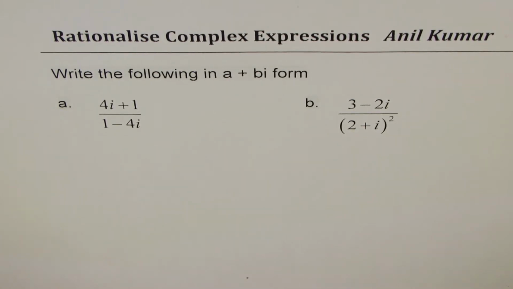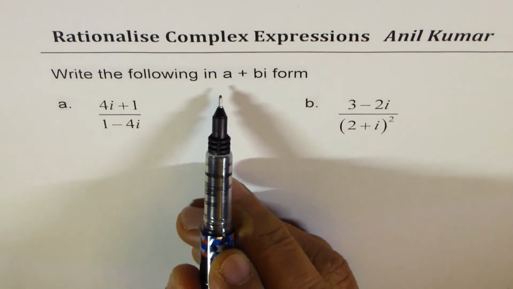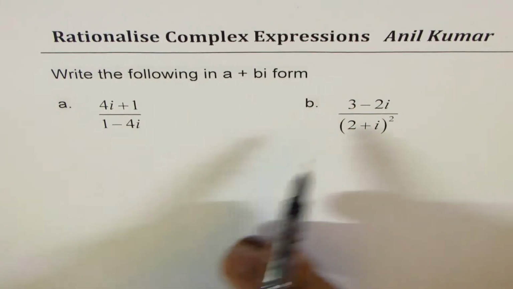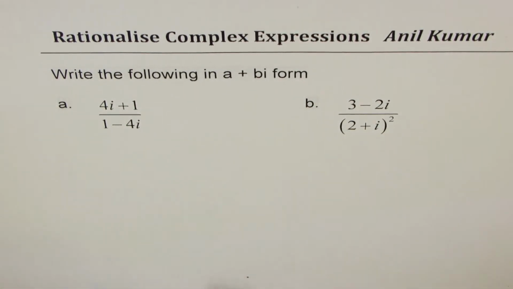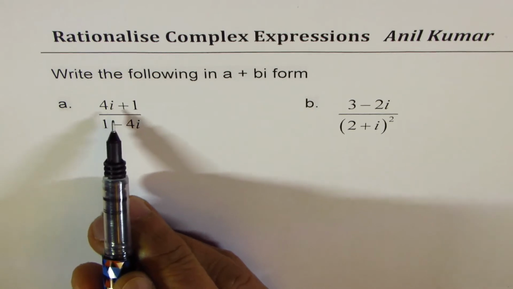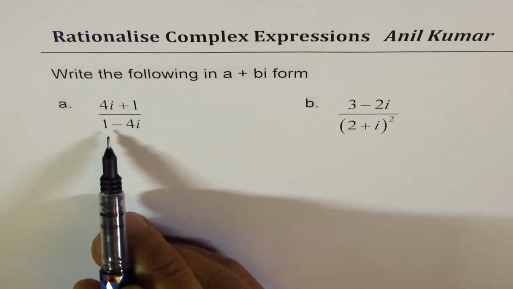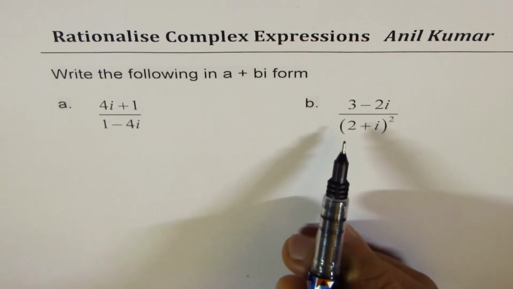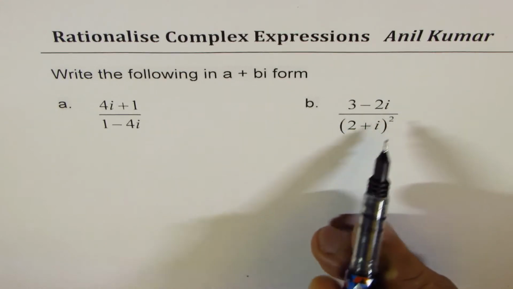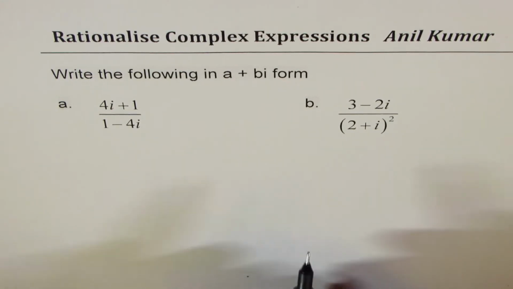The question here is to write the following in a plus bi form. So we have two examples here. You can always pause the video, copy the question, and then look into my solution. The first one is 4i plus 1 divided by 1 minus 4i. The other one is 3 minus 2i divided by 2 plus i whole square.